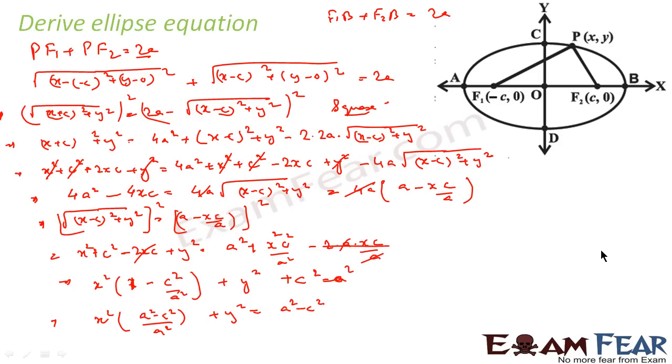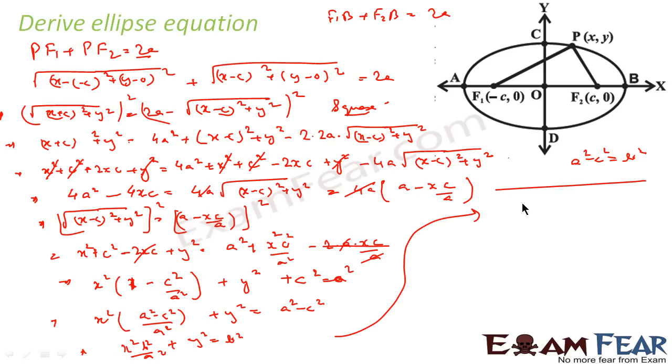Now we know this formula, that a square minus c square is equal to b square. We know this. So we'll use the same formula here. What you get is x square b square by a square plus y square is equal to b square. Now this equation we will divide by b square actually. Let me rewrite this equation here. So here it is x square b square by a square plus y square is equal to b square.